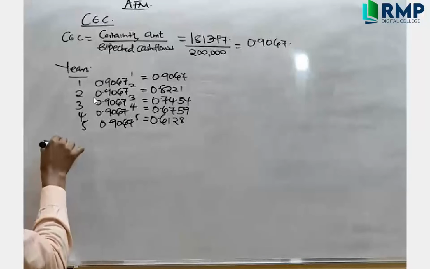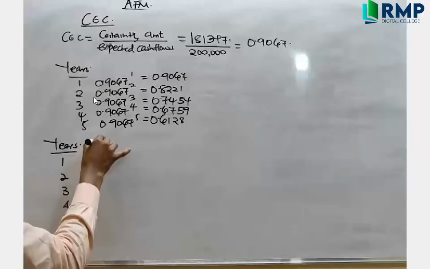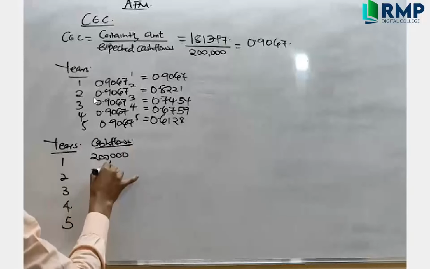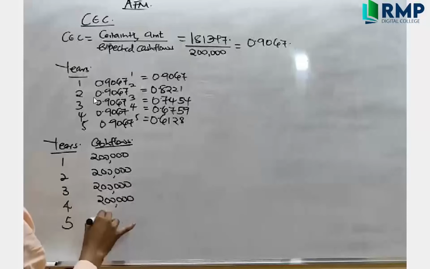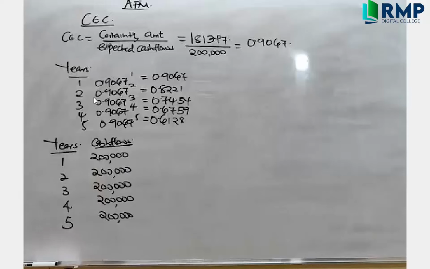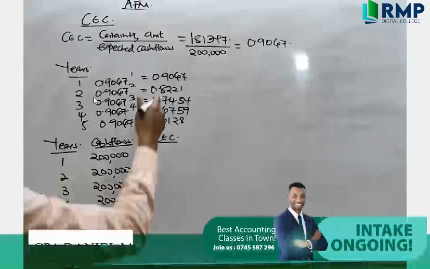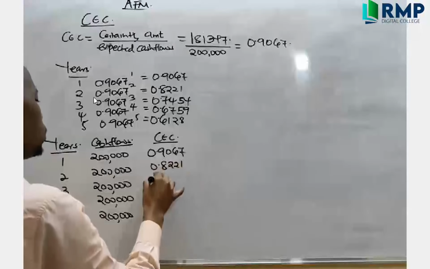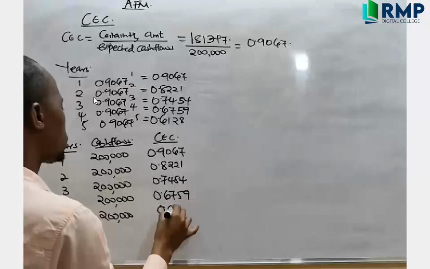For the respective years, we go to year 1, 2, 3, 4, and 5. I take my cash flows. In this case, each year we are generating 200,000, 200,000, 200,000 each year, and the last one will be 200,000 as well. After you do this, you multiply now with the CEC, sorry. So once you multiply with the CEC, you will have 0.9067, 0.8221, 0.7454, 0.6759, 0.6128.